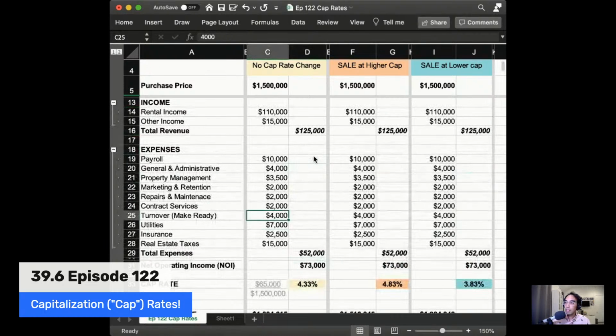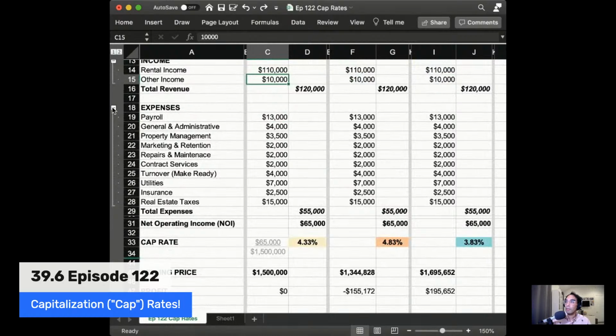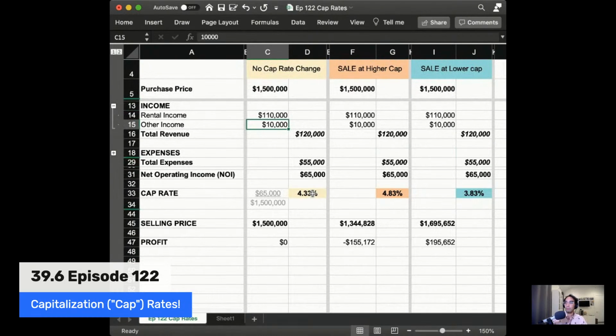Well, I'm going to undo all my changes. There we go. Then you could say it's a cap rate of 4.33%. Okay, but what's complicated is the net operating income of the seller and the net operating income of the buyer for the exact same asset are not going to be the same.